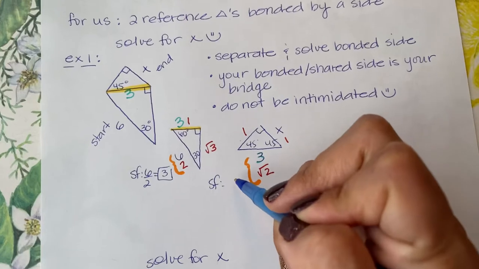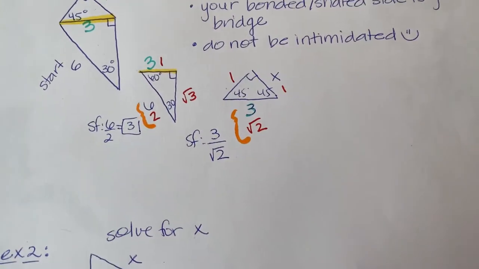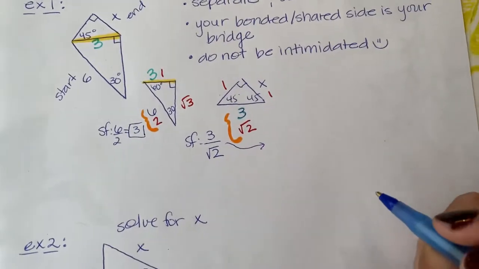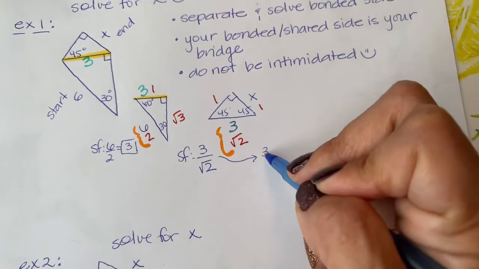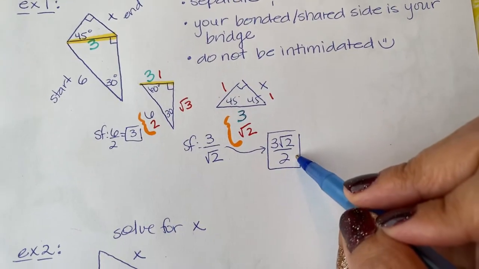Okay, so your scale factor is 3 over rad 2. You can grab your calculator, and I know that's kind of in the way, so we're just going to bring it right over here. What you're going to get is 3 rad 2 over 2. That is your scale factor, okay?